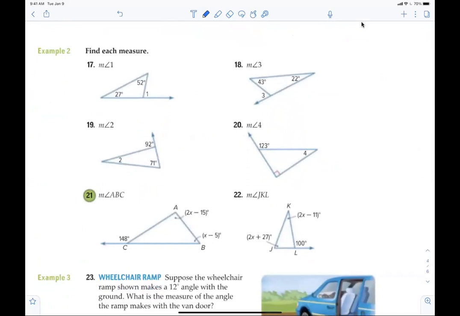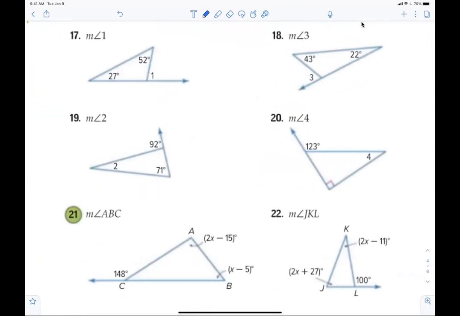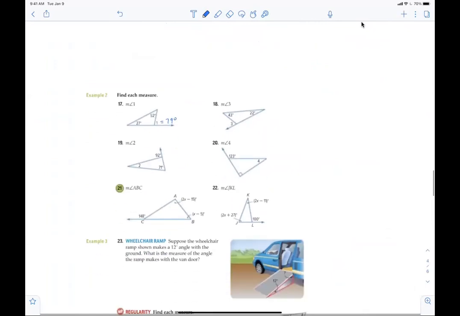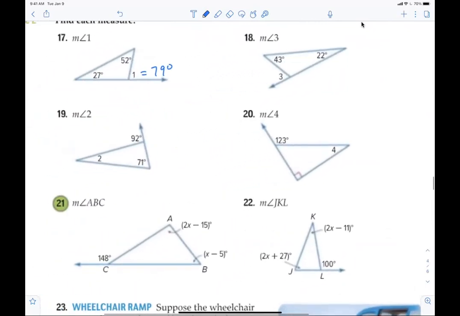So now let's look at a few more here, and then I'm going to turn you loose. Number 17, angle 1. Everybody just tell me that's obviously what? 79 degrees. Perfect. Where's 16 at? Looks like I'm not doing it. All right, 18. Unless you want to go back and do it, you can. How much? 65 degrees. Beautiful.